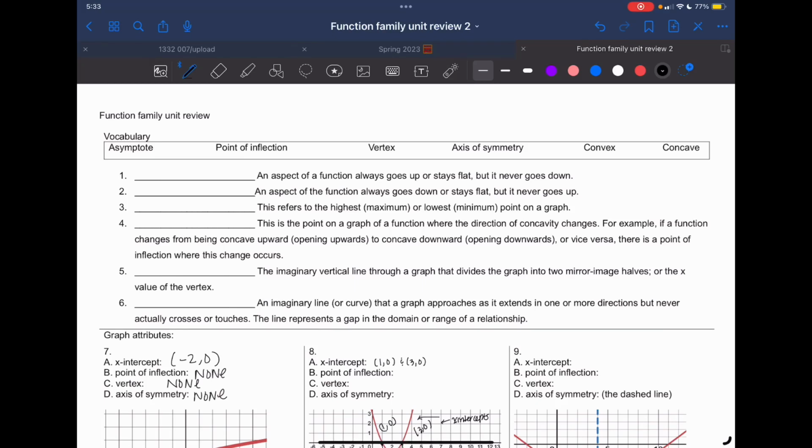All right, so we're going to look at vocabulary. We have asymptote, point of inflection, vertex, axis of symmetry, convex, and concave. An aspect of a function that always goes up and stays flat but never goes down is going to be convex.